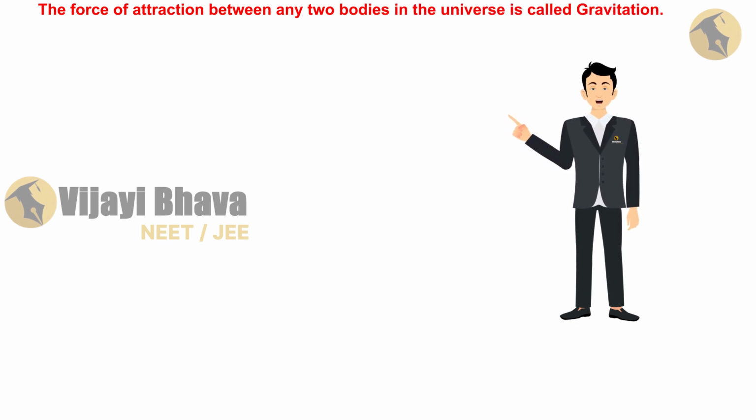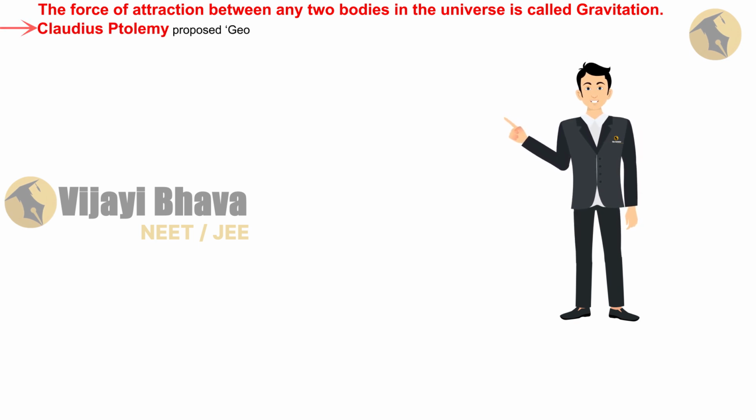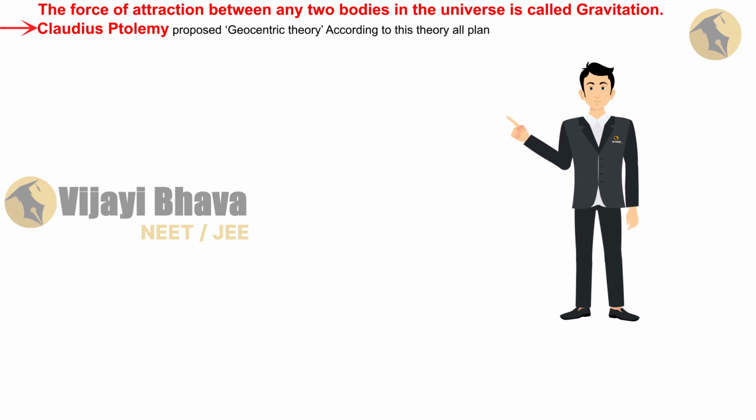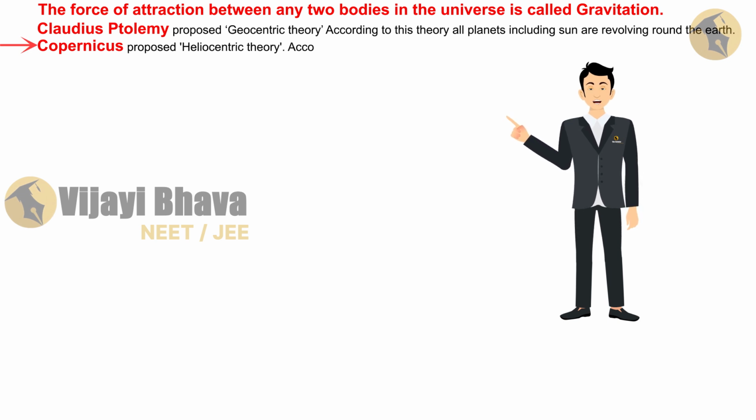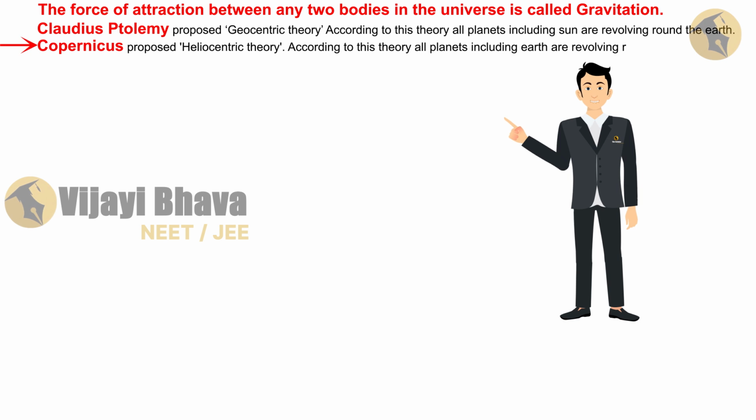Moving into the history of gravitation, Claudius Ptolemy proposed the geocentric theory, according to which all planets including the sun revolve around the earth. This was proposed way back in the 2nd century. Later, in the 14th century, Copernicus proposed the heliocentric theory. According to this theory, all planets including earth revolve around the sun.